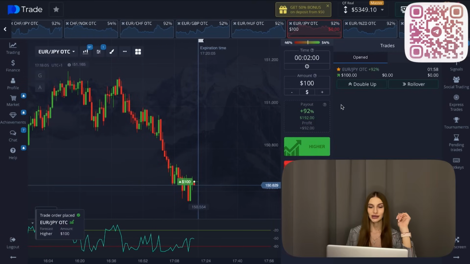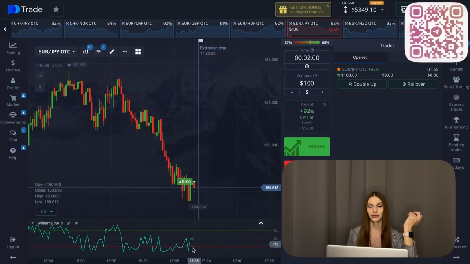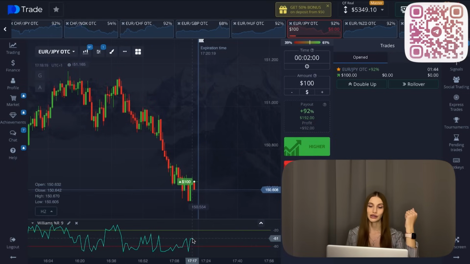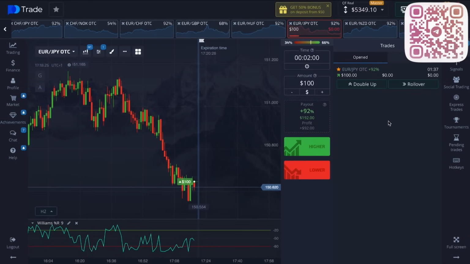So here I made my first call option because the Williams percent range indicator line was in the oversold zone below the minus 80 level, after which the indicator line crossed the minus 50 level from the bottom up. It was a buy signal, so I opened this deal here. We are waiting for its completion.